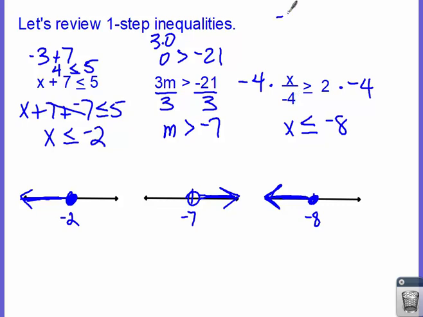Okay, so I'm going to do negative 12 divided by negative 4, which we know is going to give me 3. Is 3 greater than or equal to 2? Yes, it is. Right? And that's how we do one steps.